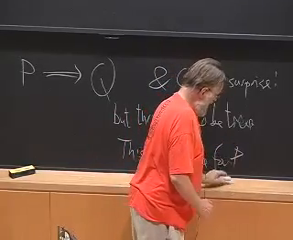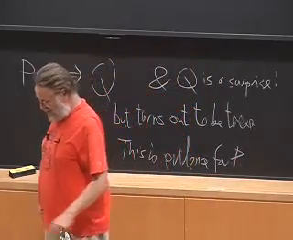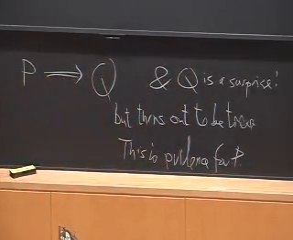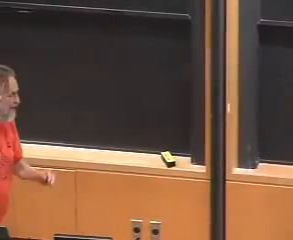It's not absolutely convincing evidence. It depends how much of a surprise it is. It depends on all sorts of things. It depends how likely P was a priori.